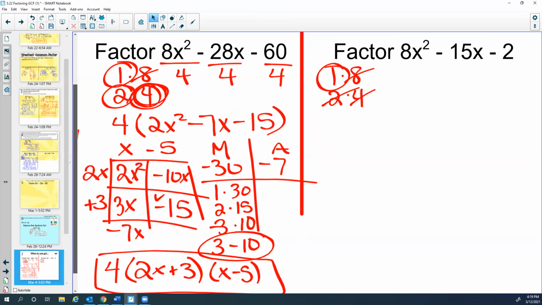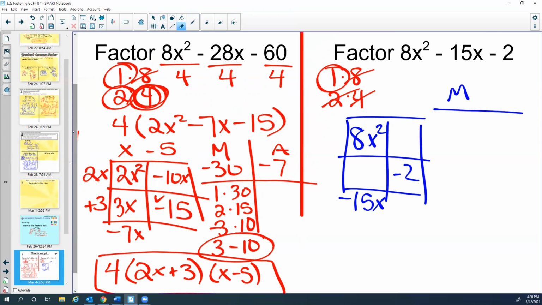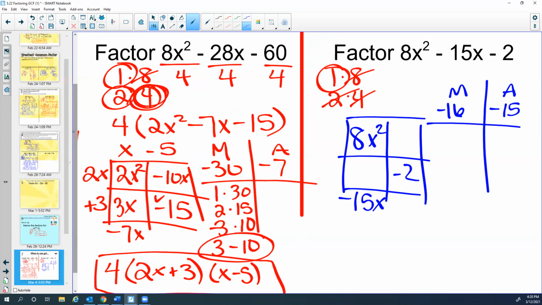All right, hopefully you guys got this already on your own. Let's see if you did it correctly. So, put my box together. 8x squared minus 2 and minus 15x. On my m side, I'm going to get negative 16. On my a side, I'm going to get negative 15.